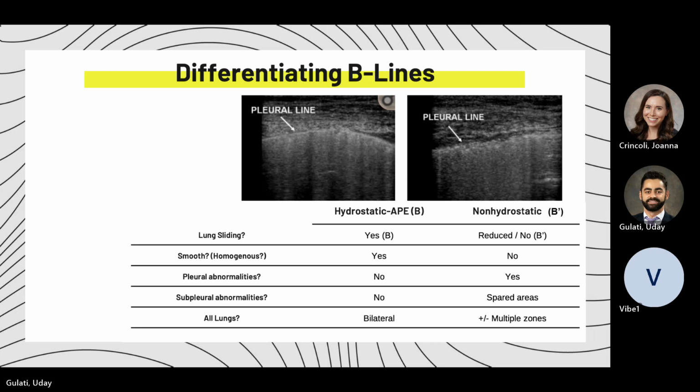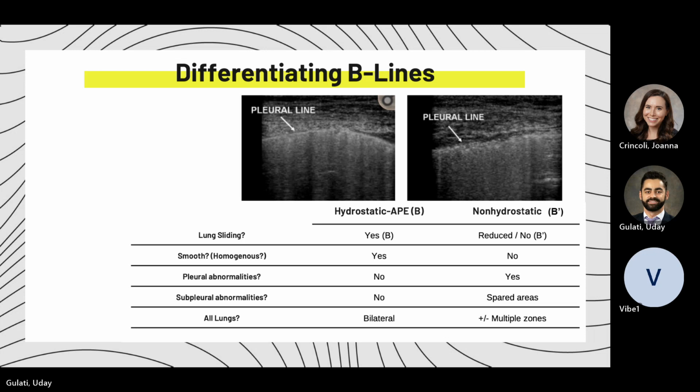Contrast that with what we call the B prime pattern, or a non-hydrostatic pattern, that's not indicative of pulmonary edema. You'll see all the B lines look different. There's maybe a lack of lung sliding. You see all this gunk, I think the best word I can use is gunk, under the pleural surface. And it may not be everywhere, maybe just some regions, like when you do your blue points, maybe just 1 or 2 of the regions, not all 4 regions. So that's how you differentiate between B and B prime.